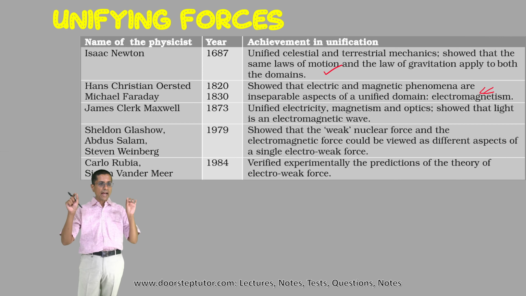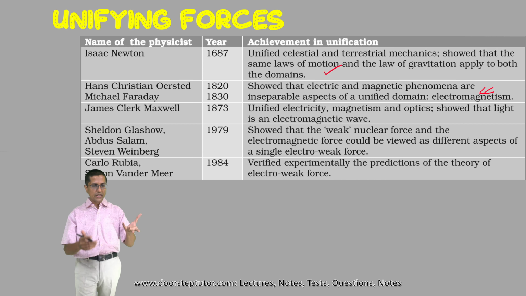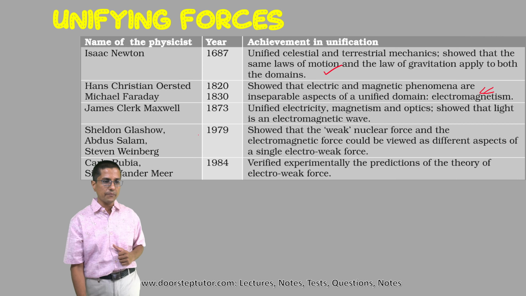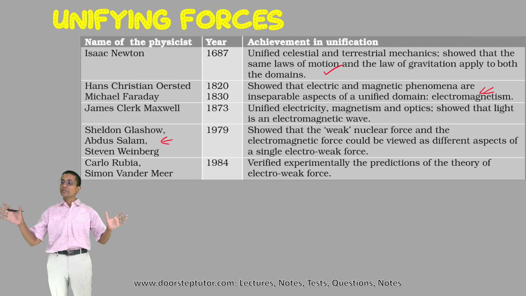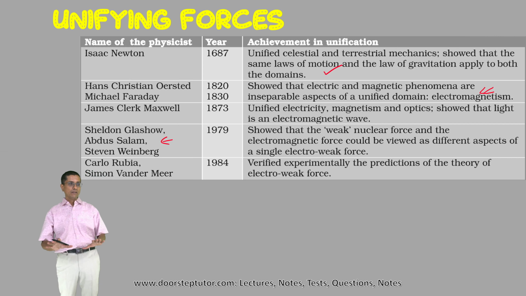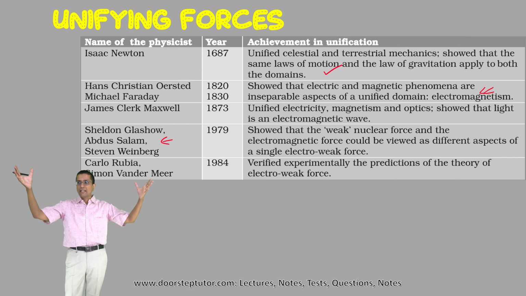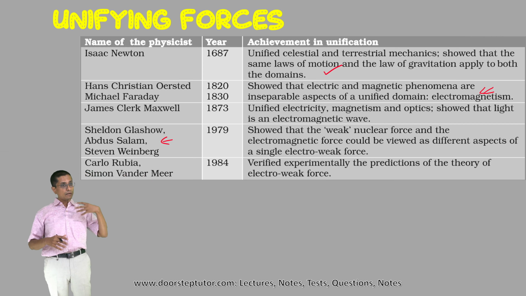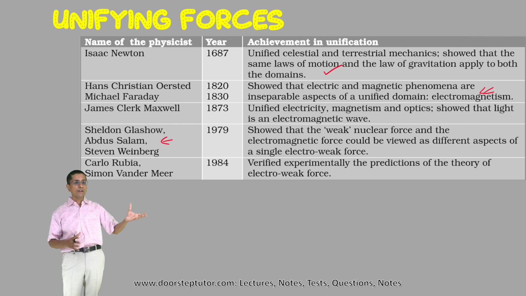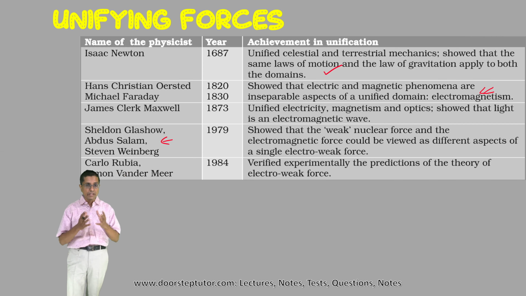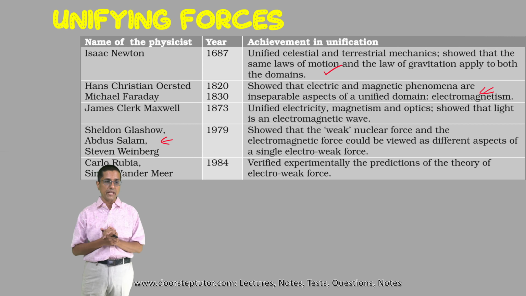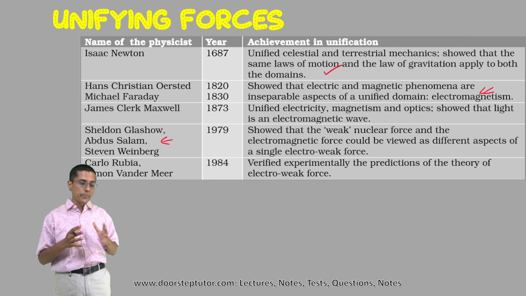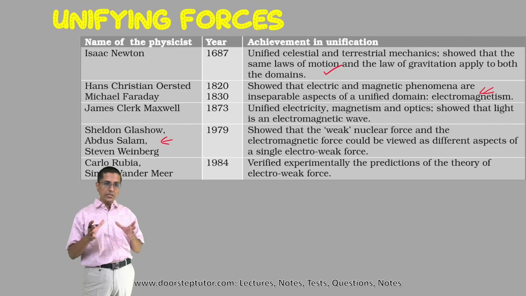Glashow, Salam and Weinberg, we already saw the contribution of Salam. These 3 scientists together said that the weak nuclear force and electromagnetic force can be unified when the temperatures are very, very high. Such were the temperatures in the time of the Big Bang. So in the time of the Big Bang, the weak nuclear force and the electromagnetic force were actually unified. They were one and the same thing. Those conditions are not reproducible now, but it gives us confidence, right?